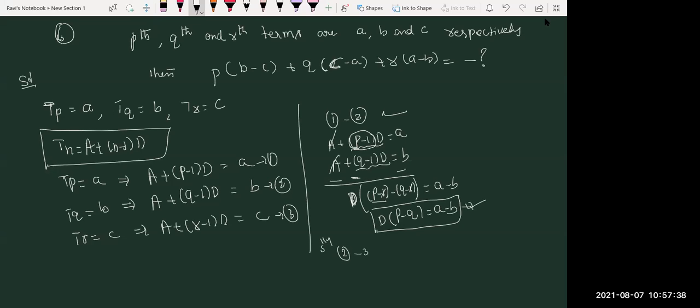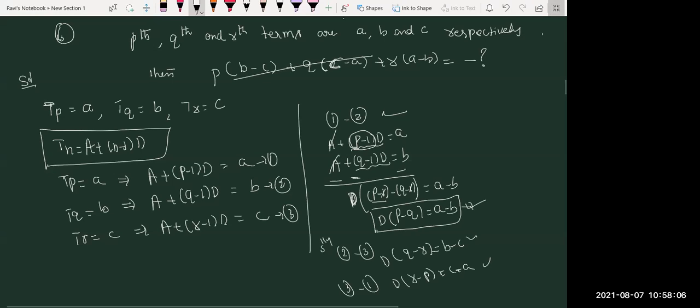Now similarly, if we do 2 minus 3, we get D times (Q minus R) equals B minus C, correct? And if we do 3 minus 1, we get D times (R minus P) equals C minus A. Substitute all these values and try this now. I'll switch off my speaker, some sound is coming from outside. You try this.